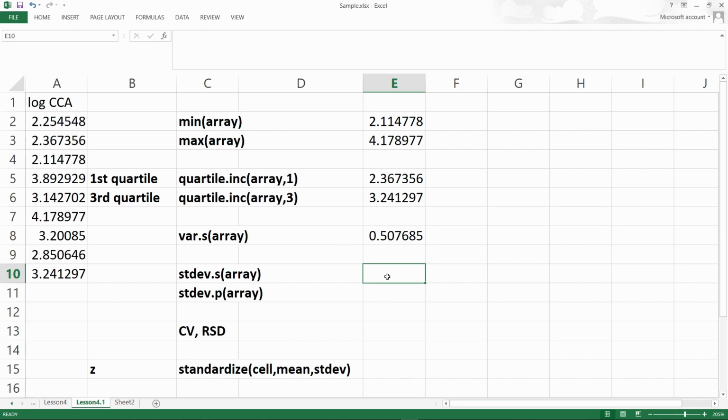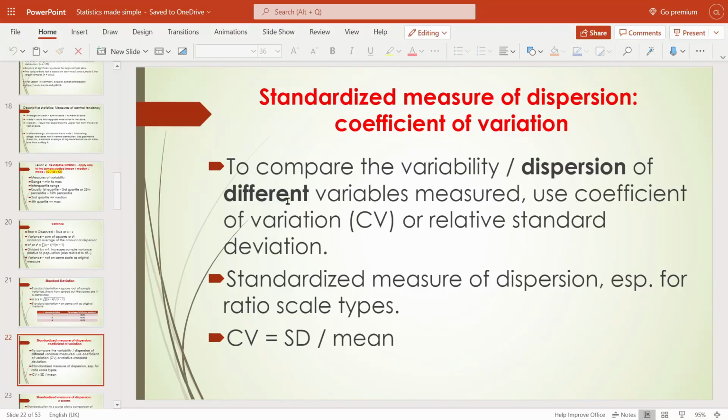For sample standard deviation, follow the following formula, then highlight the cells that you want, and this gives you the sample standard deviation. Of course, you can also calculate the population standard deviation using the following formula. Standard deviation calculated for one parameter cannot be compared with other parameters that are measured.